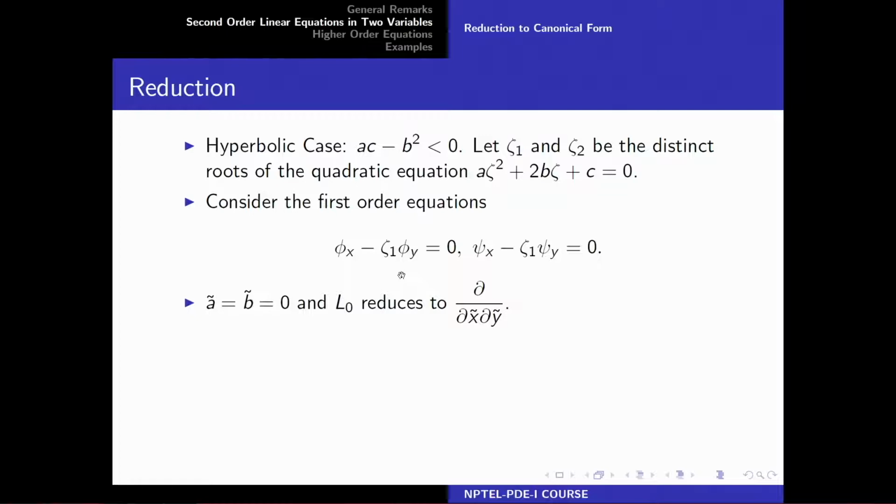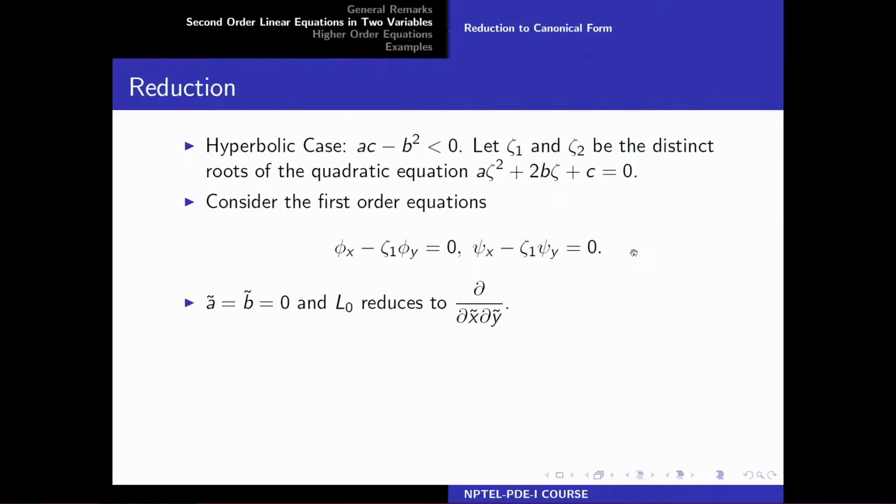So, we have to find phi and psi so that we get non-singularity, and in this hyperbolic case it is very easy to verify that phi and psi are non-singular in the sense that phi x psi y minus phi y psi x is not 0, because xi 1 and xi 2 are different. Some simple calculation you can easily verify that.